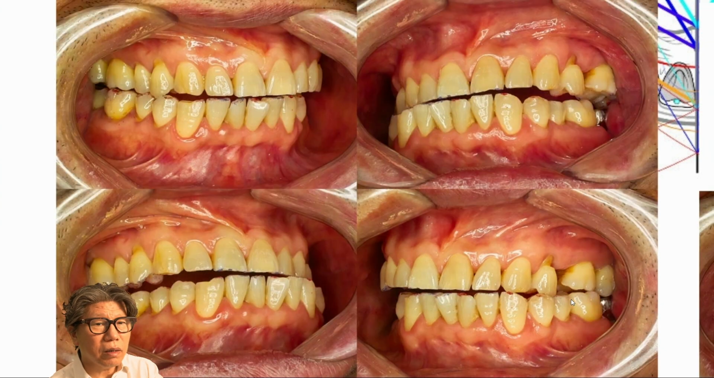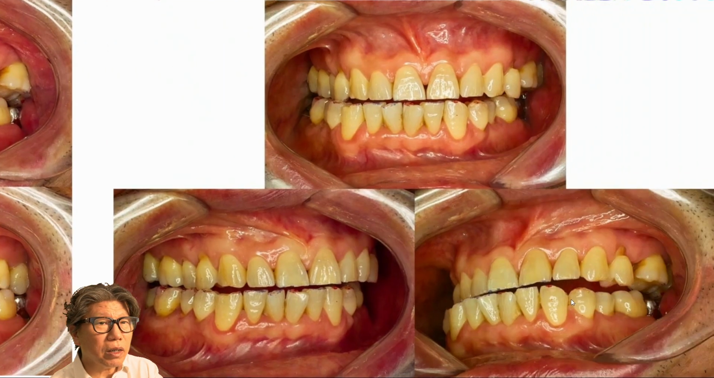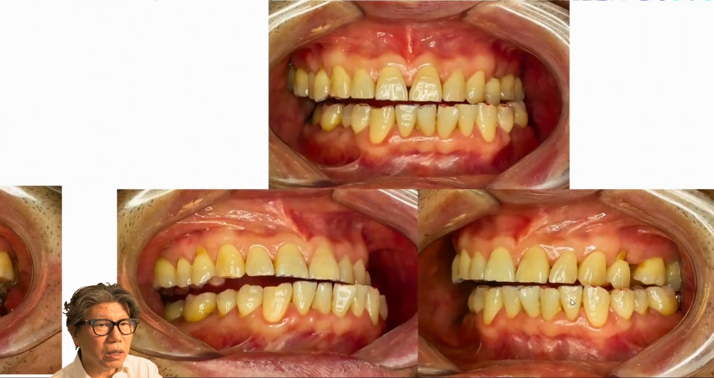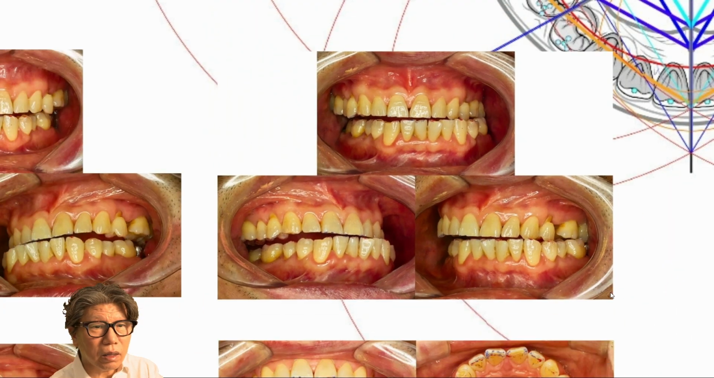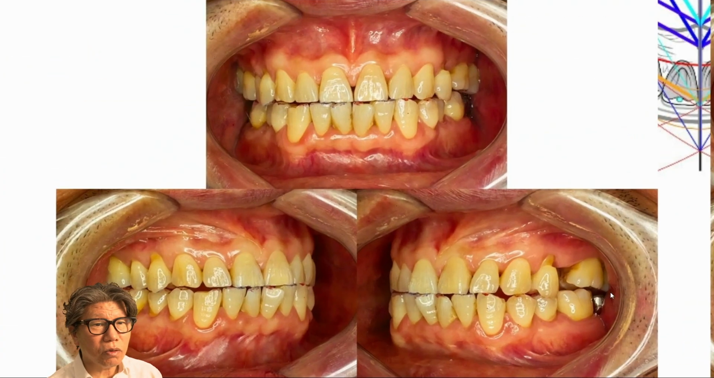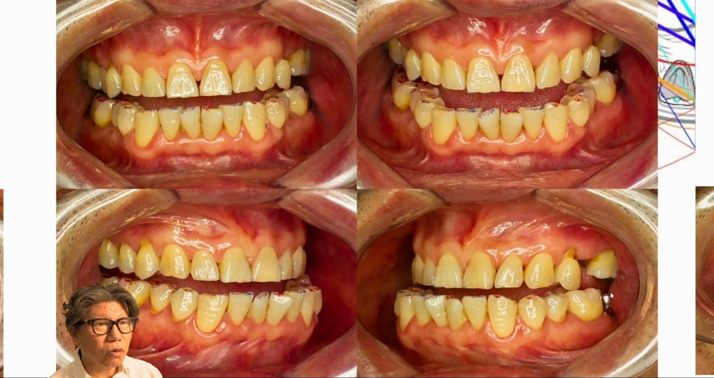This patient is a friend of mine. The mandibular left second molar has an implant. That posterior area has the implant. I recommended adjusting it because the occlusal surface was uneven, but he refused, so it wasn't done.